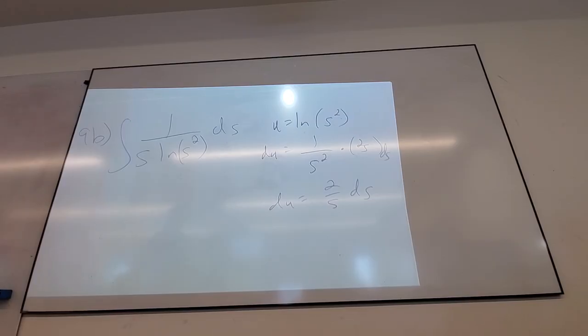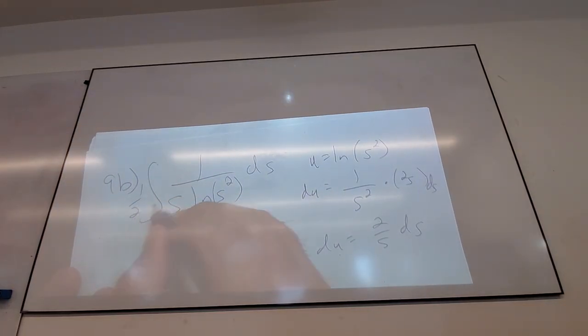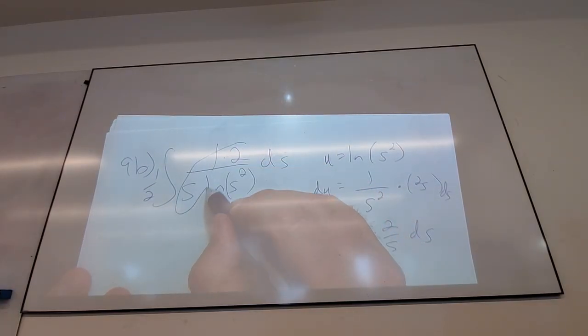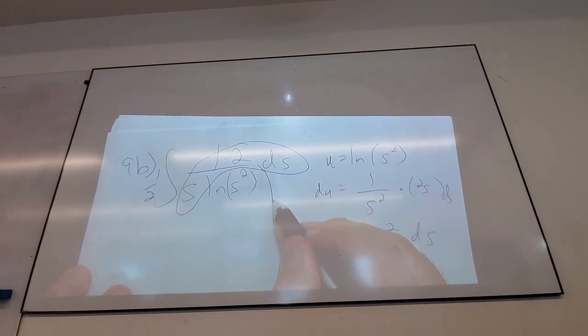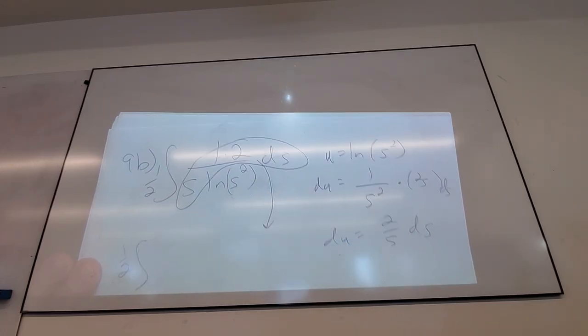Do you have what you need for du? No, what am I missing? A 2. So we're screwed. Put it on the outside. I like put it on the outside and catch you on the flip side. So now I got 2 over s ds. And what is that? What's 2 over s ds? Du.